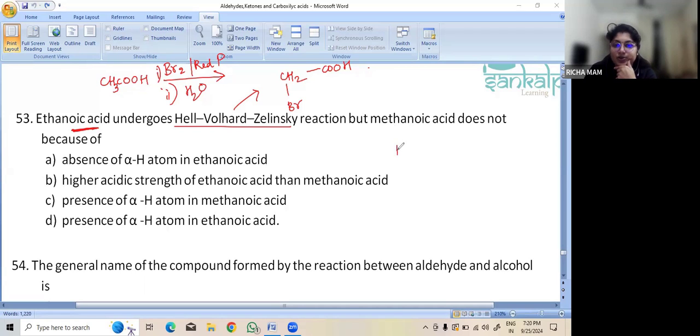When I write methanoic acid, there is no alpha hydrogen; there is no carbon to which the hydrogen is attached. Here you can see there is an alpha hydrogen next to the carbonyl carbon. So option D is the answer. Okay, fine. So these are some of the questions based on carboxylic acid.